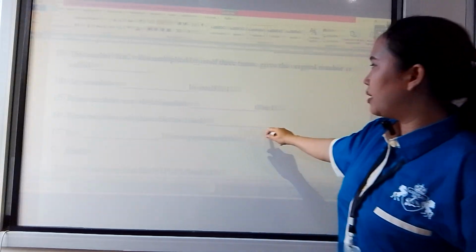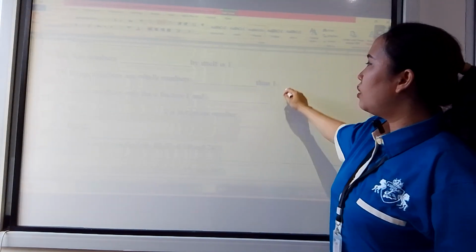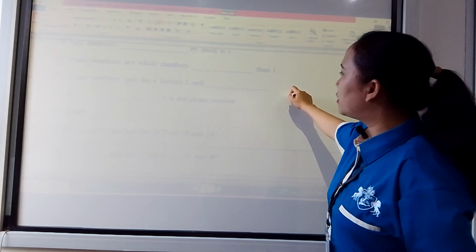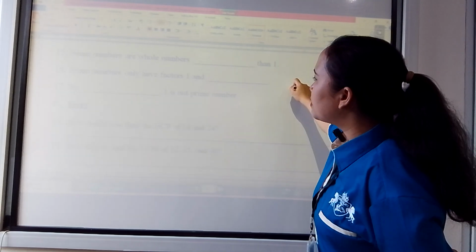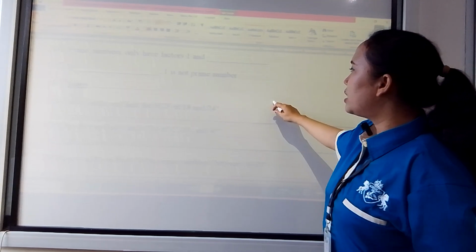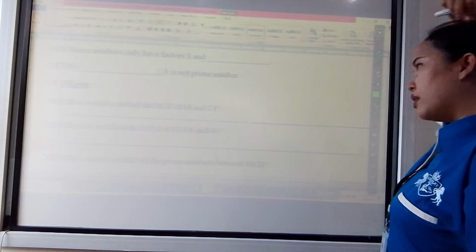Any number divided by itself is 1. Prime numbers are whole numbers greater than 1. Prime numbers only have factors 1 and themselves. By convention, 1 is not a prime number. Convention. Okay.